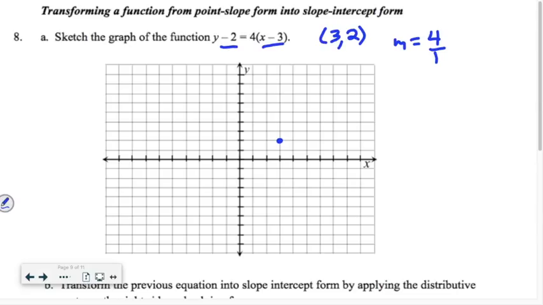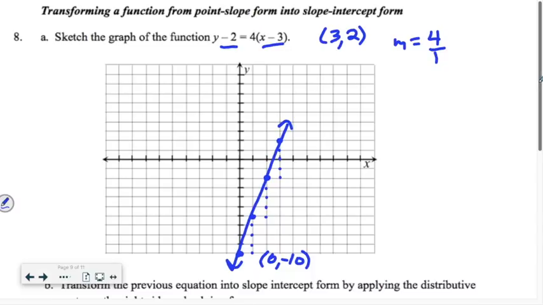y-intercept. So 1, 2, 3, 4, left 1. 1, 2, 3, 4, left 1. 1, 2, 3, 4, and left 1. As you can see, this graph crosses at 0, -10.